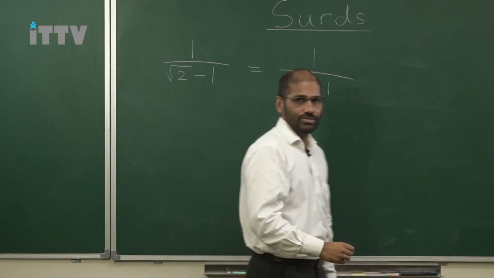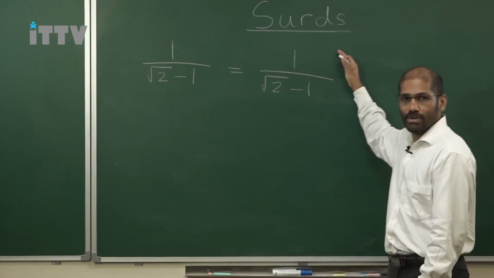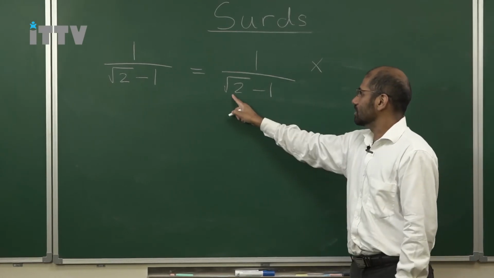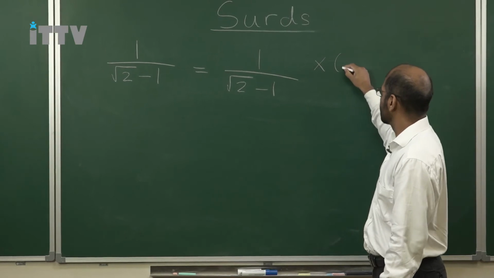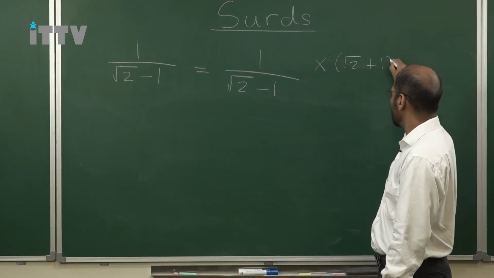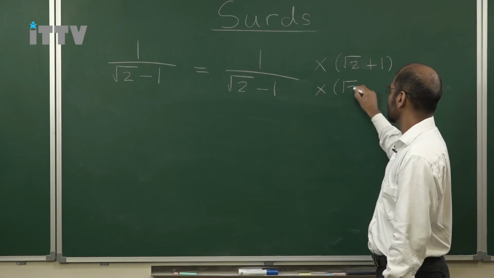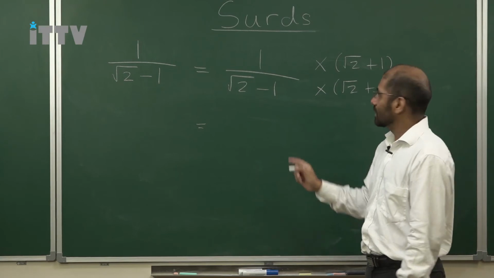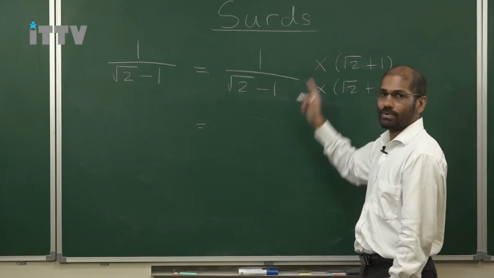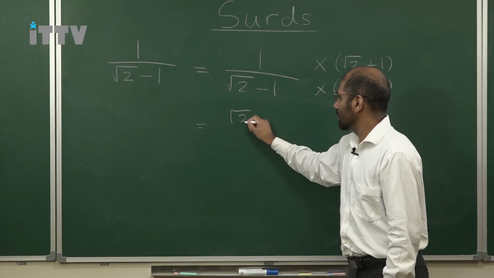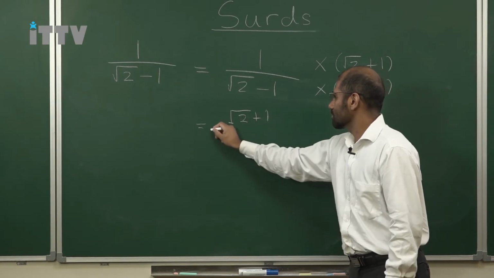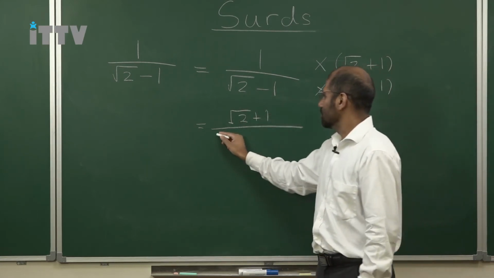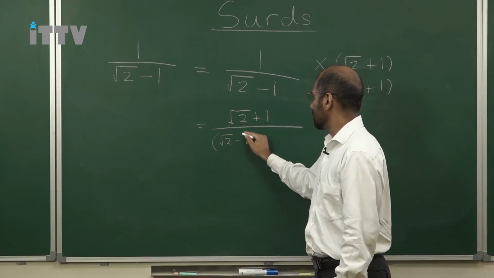So the first step would be to multiply the numerator and denominator by the conjugate. If the surd is square root 2 minus 1, the conjugate is going to be square root 2 plus 1. So multiplying out as usual for fractions, we have 1 multiplied by square root 2 plus 1 giving us square root 2 plus 1, over square root 2 minus 1 multiplied by square root 2 plus 1.